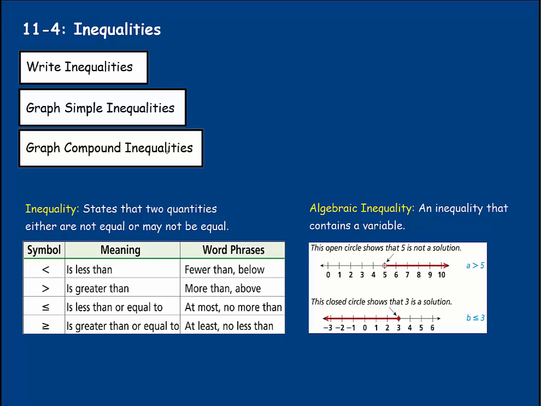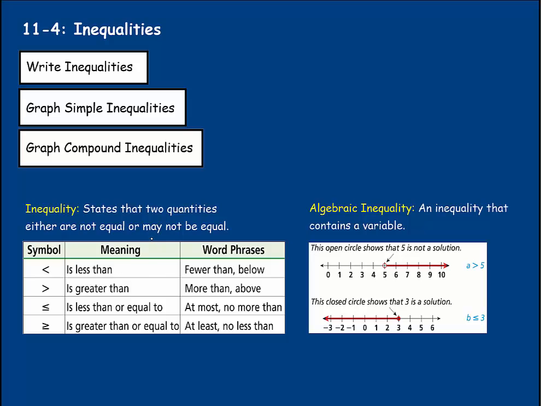Well, an inequality states that two quantities or two numbers either are not equal or may not be equal. So that's how they kind of split this up. First, let's look at the ones that are not equal. When you see a symbol like this, when it's pointing away from the left side, that means it's less than. A couple other words that you'll recognize with this would be fewer than or below. So whenever you hear those words, that also means the less than symbol. When it's pointing towards the left side, that means it's greater than. And a couple other words you'll hear is more than or above.